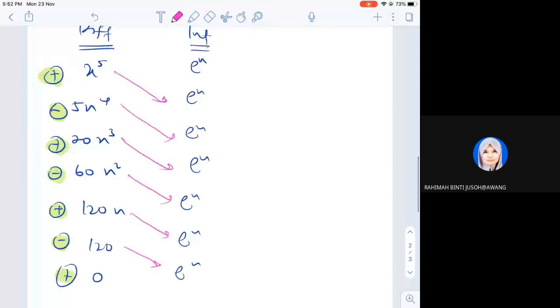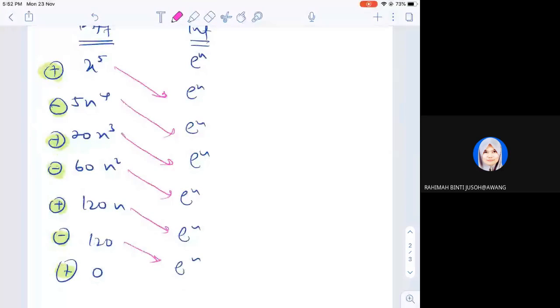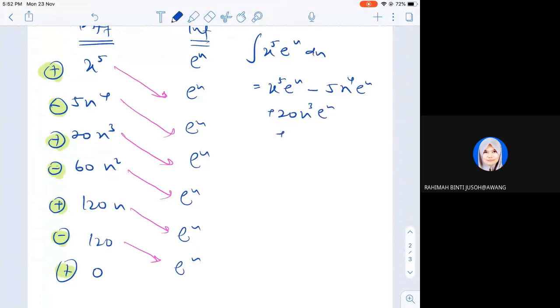okay, so integration of x to the power of 5 exponent x dx is equals to, x kuasa 5 exponent x, okay, tolak 5 x to the power of 4 exponent x plus 20 x cubed times exponent x minus 60 x squared exponent x plus 120 x exponent x and then minus 120 exponent x plus constant. That's it. That's the answer. Understand?